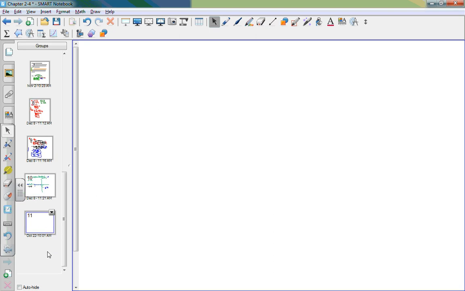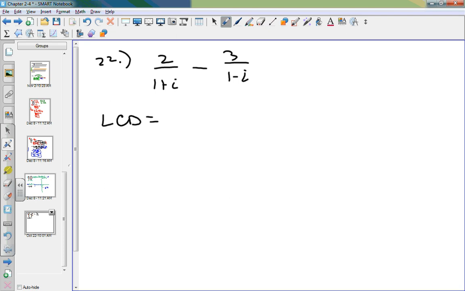That is very self-explanatory. If you're looking at problem 22, 2 over 1 plus i minus 3 over 1 minus i. You need an LCD here. What is your LCD between those two? When in doubt, multiply them together.